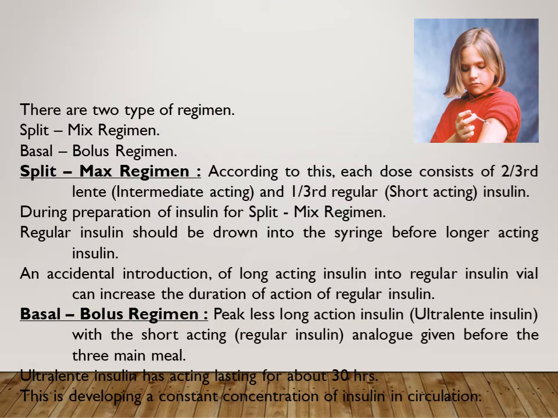There are two types of regimen. One is the split or mixed regimen, and the second is the basal bolus regimen. Split or mixed regimen: according to this, each dose consists of two-thirds lente or intermediate-acting insulin and one-third regular short-acting insulin. During preparation of insulin for a split mixed regimen, regular insulin should be drawn into the syringe before longer-acting insulin. An accidental introduction of the long-acting insulin into the regular insulin vial can increase the duration of action of the regular insulin also.